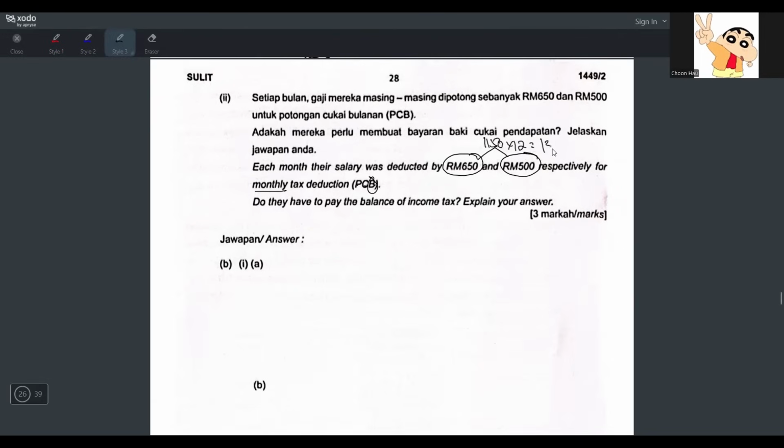13800. Okay, so this is the total PCB. Later we have to compare this value with the income tax. So they ask, do they have to pay the balance of income tax? Explain your answer. Usually students are not very good at knowing whether it's lebih bayar or kurang bayar.